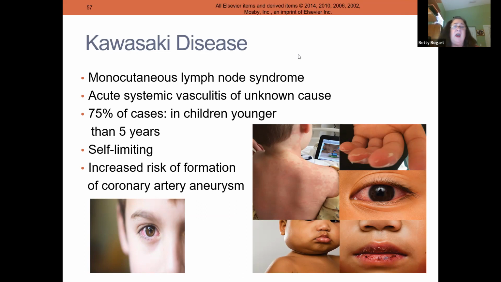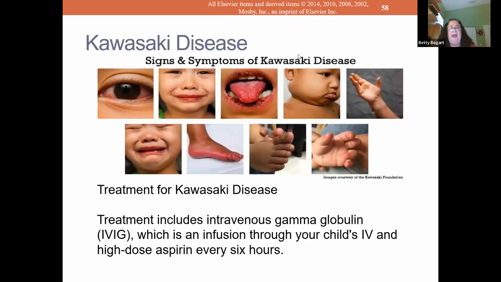Once they have Kawasaki, they usually never have it again. But it is something that does hit, and it's usually younger children. You see, less than 5 years old. Again, there are all the pretty little pictures of what they could look like. Again, it's IVIG, and then it's high dose aspirin, and it's about a month-long treatment.